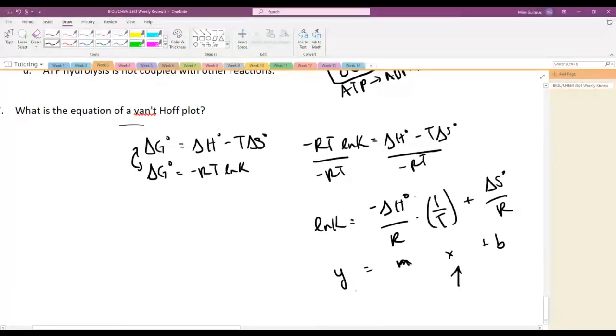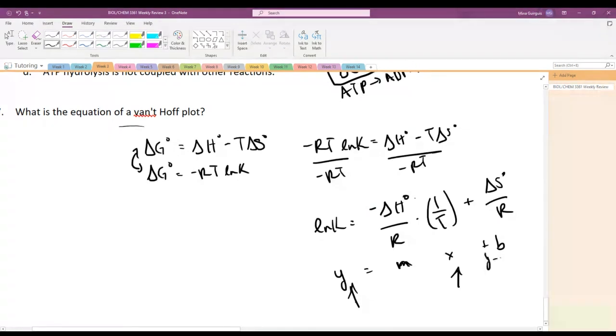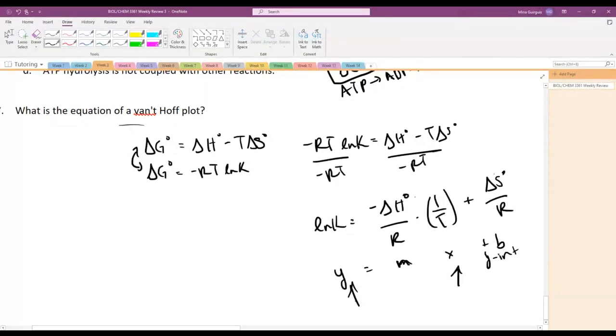By graphing 1 over T versus the natural log of K, you get what should be about a linear equation. That linear equation has a y-intercept equal to delta S over R, and a slope equal to negative delta H over R. So using this, you can see if a reaction is endothermic or exothermic, and it's just a really convenient way to express a reaction. Okay.